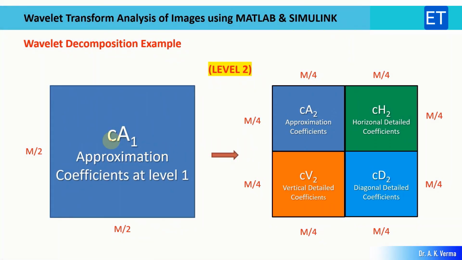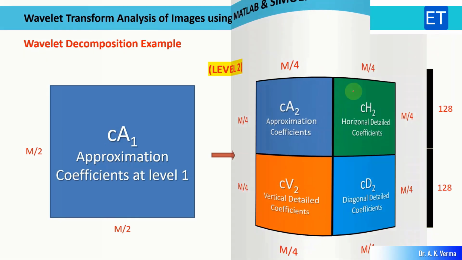So here the CA1 matrix, which is already of M by 2 size, is decomposed in the same manner into the 4 matrices CA2, CH2, CV2 and CD2, and these matrices are of size M by 4. And you can do the third level decomposition of CA2 and so on.